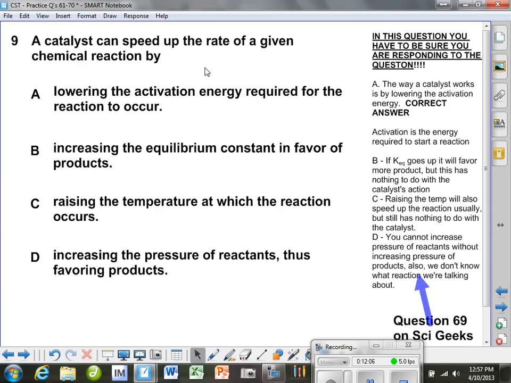A catalyst can speed up the rate of a given chemical reaction. And the question is, how? And in this question, you have to be sure you're responding to the question. The question is, how can we speed up the rate of a given chemical reaction? Lowering the activation energy required for the reaction to occur. The way a catalyst works is by lowering the activation energy. And the activation energy you will see in a prior chapter.